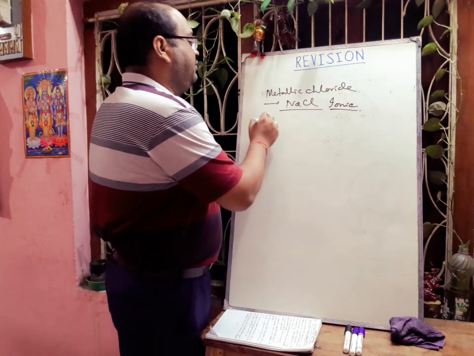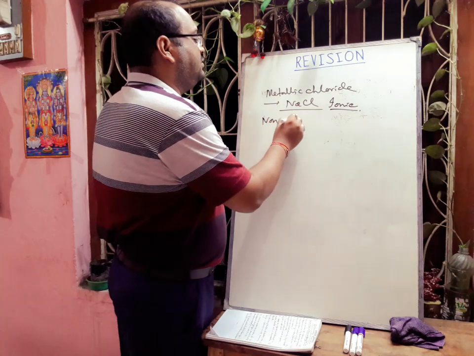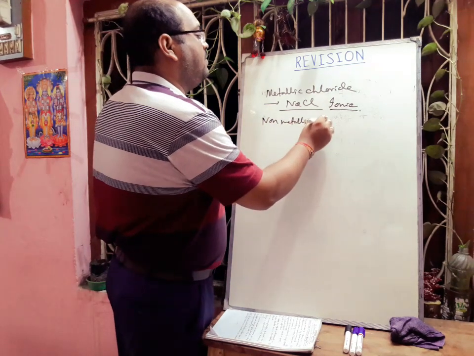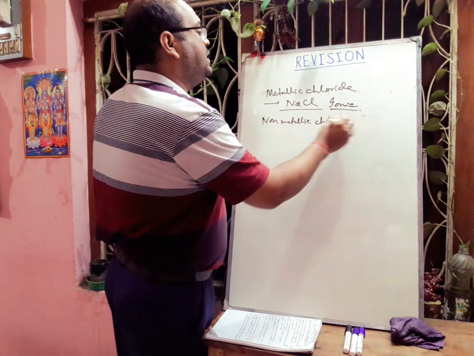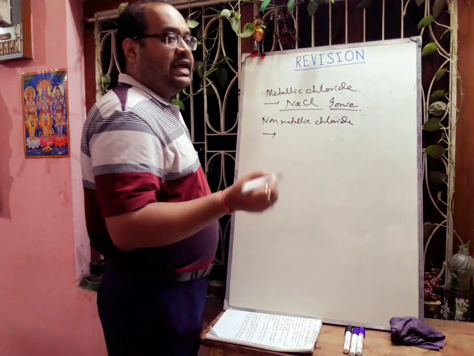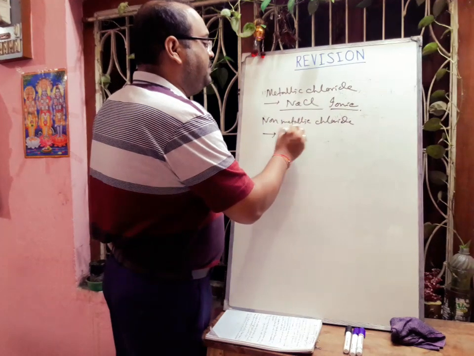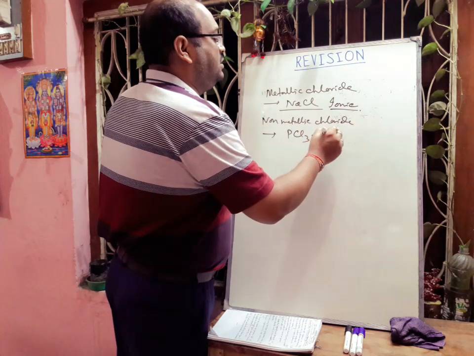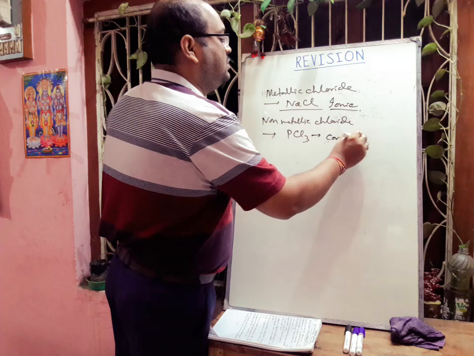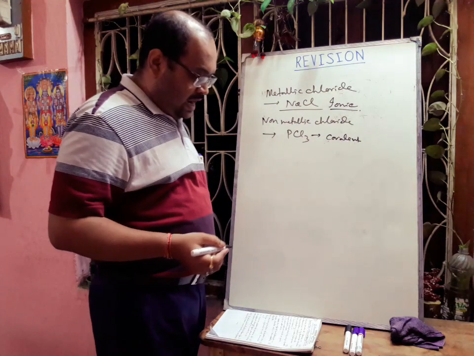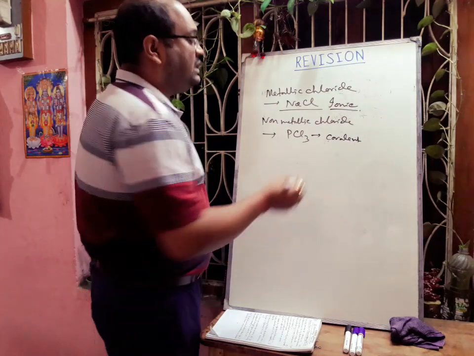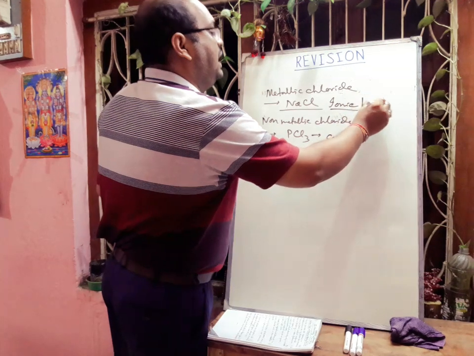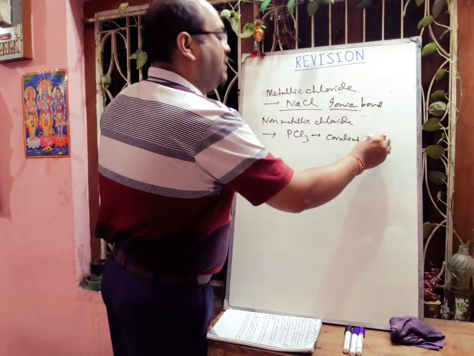And if we take a non-metallic chloride, for example PCl3, the type of bond will be covalent. So this is an ionic compound and the other is a covalent compound: the type of bond is ionic bond here and the type of bond is covalent bond. Hope you can understand.